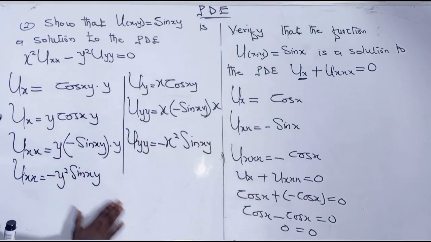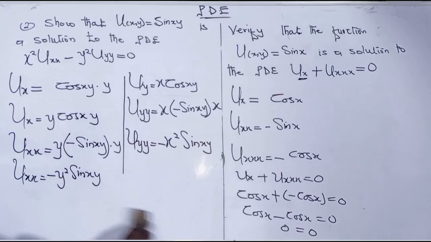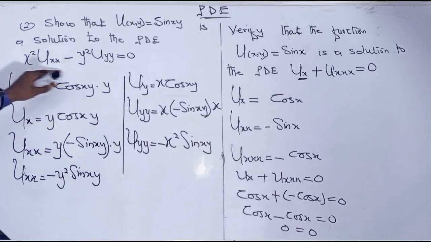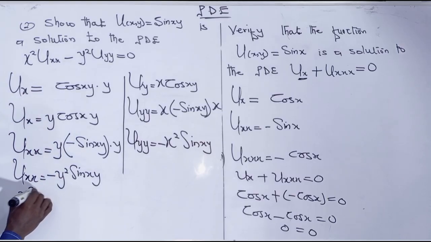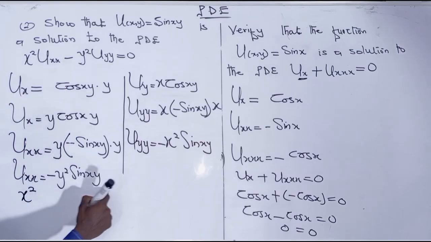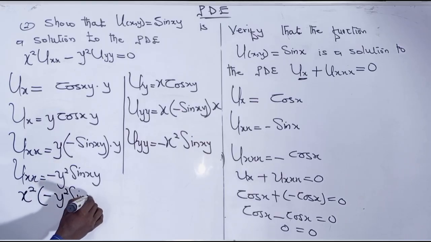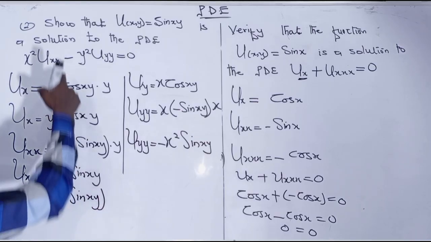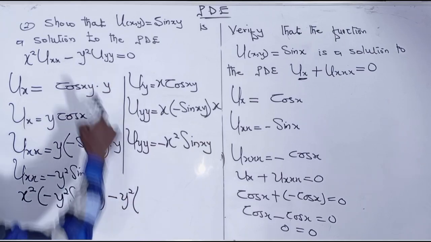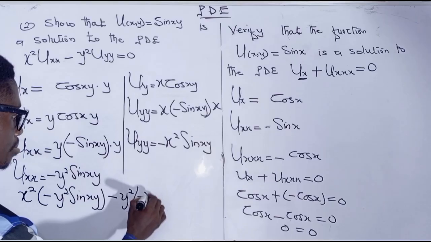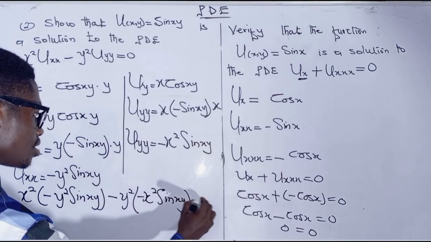So we have minus x squared sine xy. So once we have these second partial derivatives of the function u with respect to x and y, we substitute them back into the PDE that was given. So let's start from here. So we have x squared, our u_xx, we had this. So we have minus y squared sine xy. Then we have minus y squared u_yy, we had this. So we have minus x squared sine xy should be equal to what?